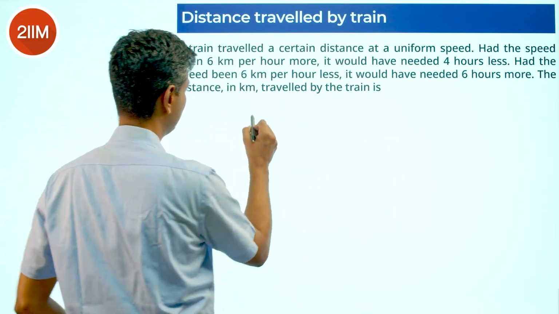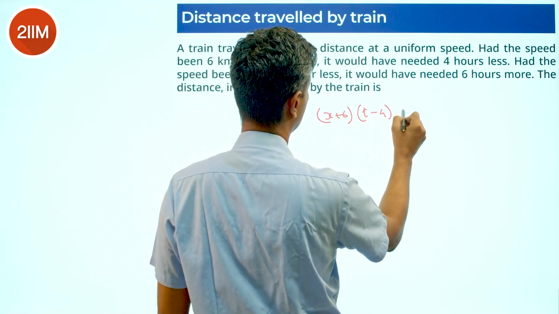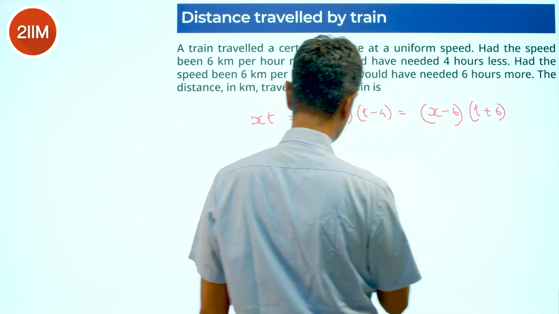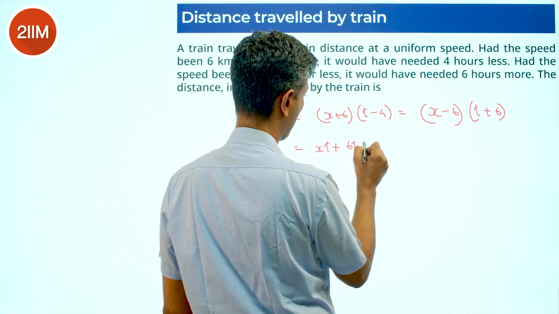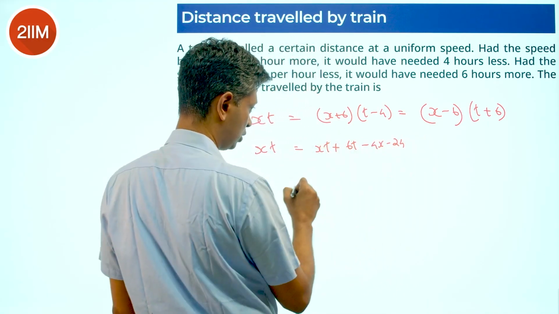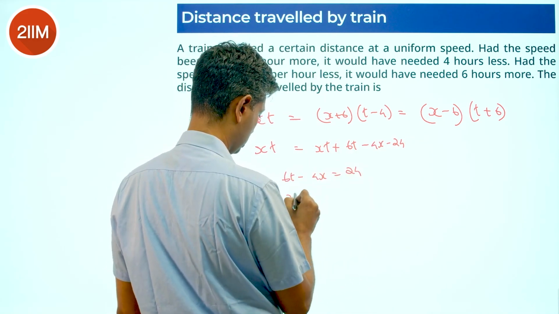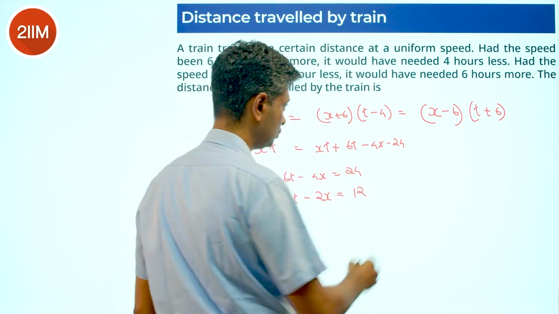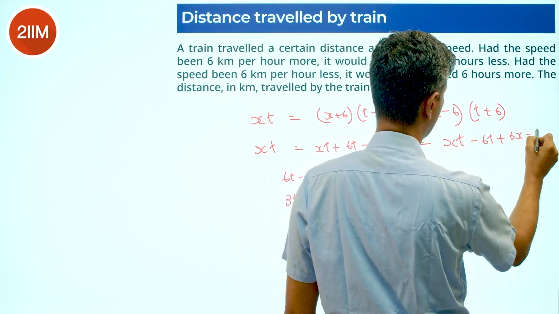What are we going to do? We're going to say, hey, x into t equals x plus 6 into t minus 4 equals x minus 6 into t plus 6, or xt equals xt plus 6t minus 4x minus 24. Equate these two. 6t minus 4x equals 24. 3t minus 2x equals 12.